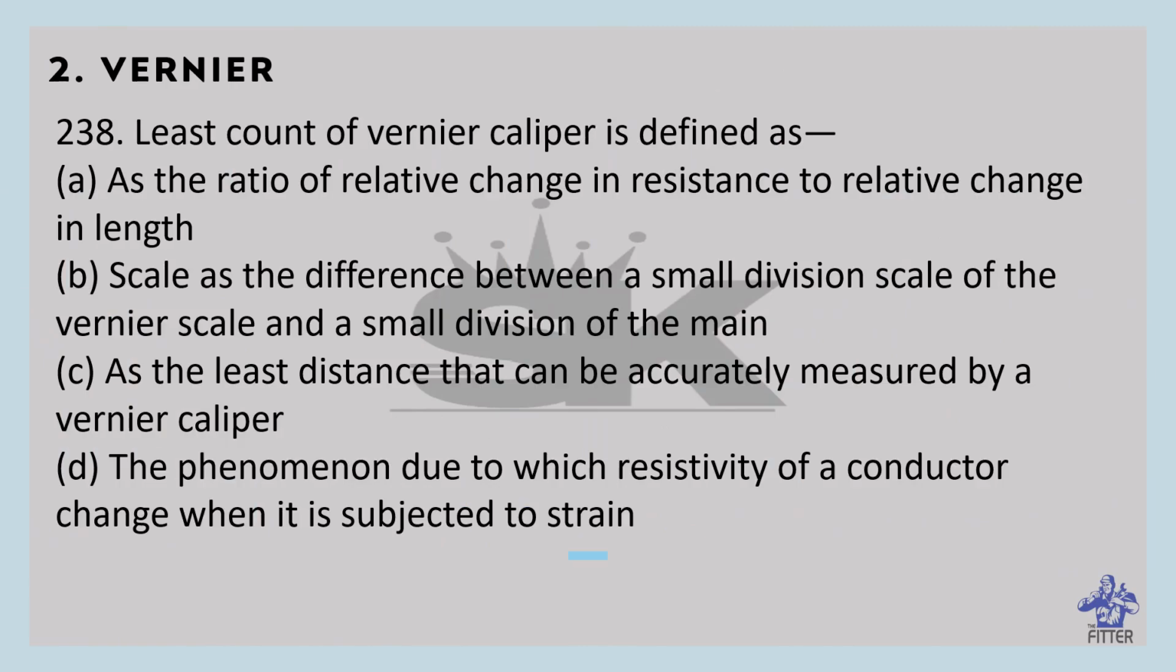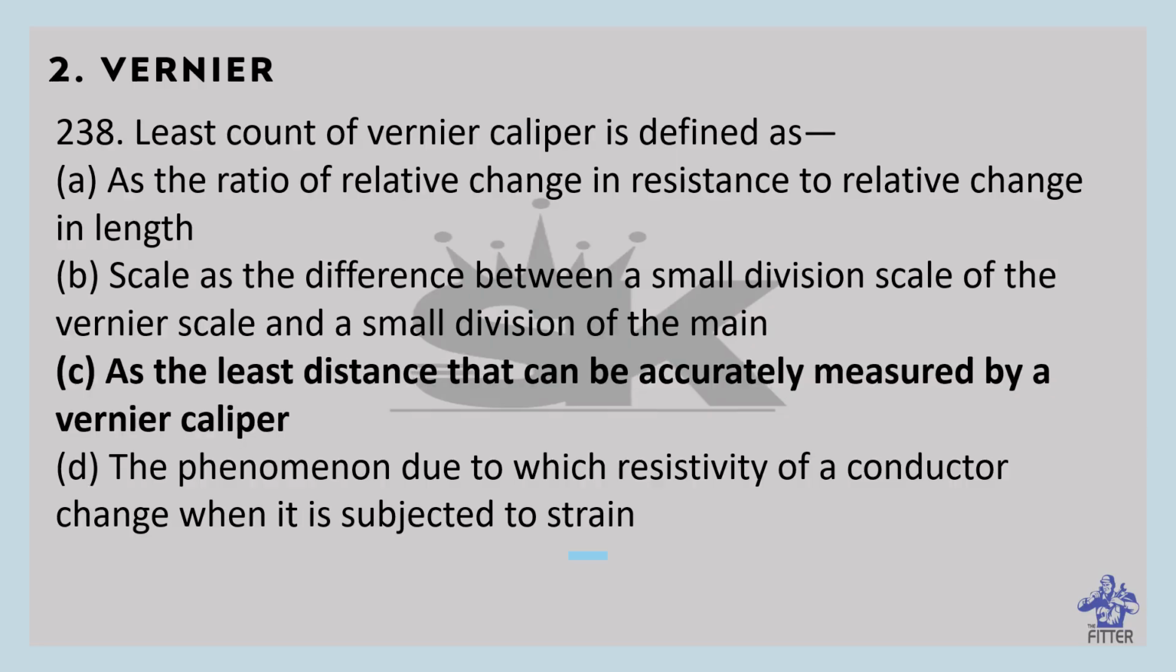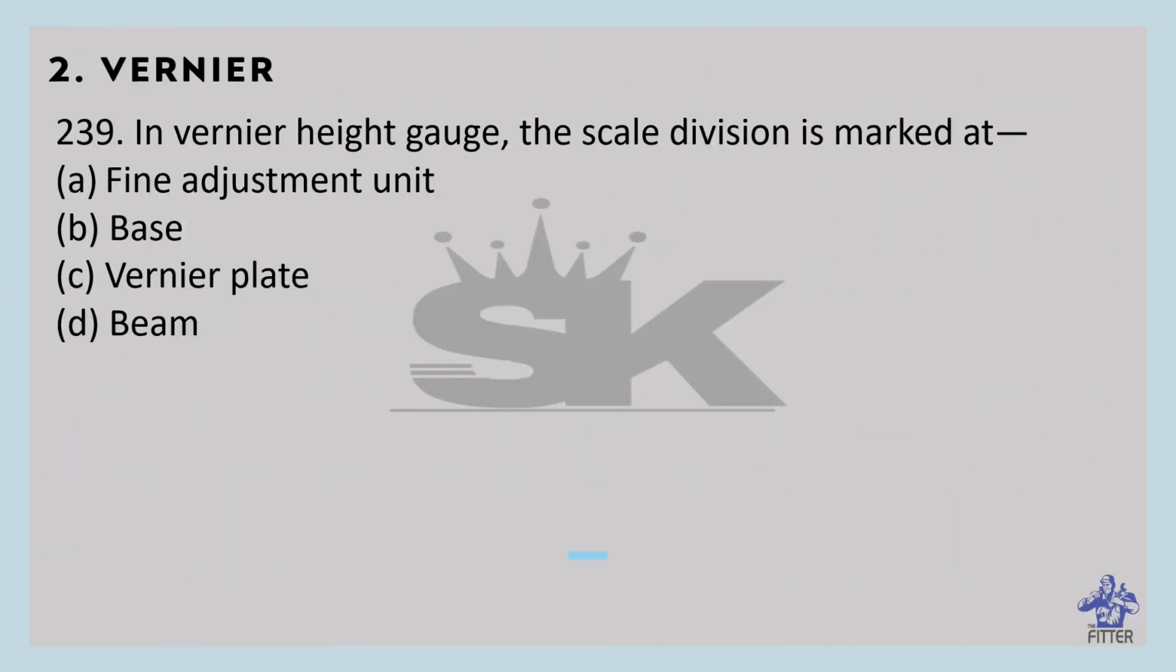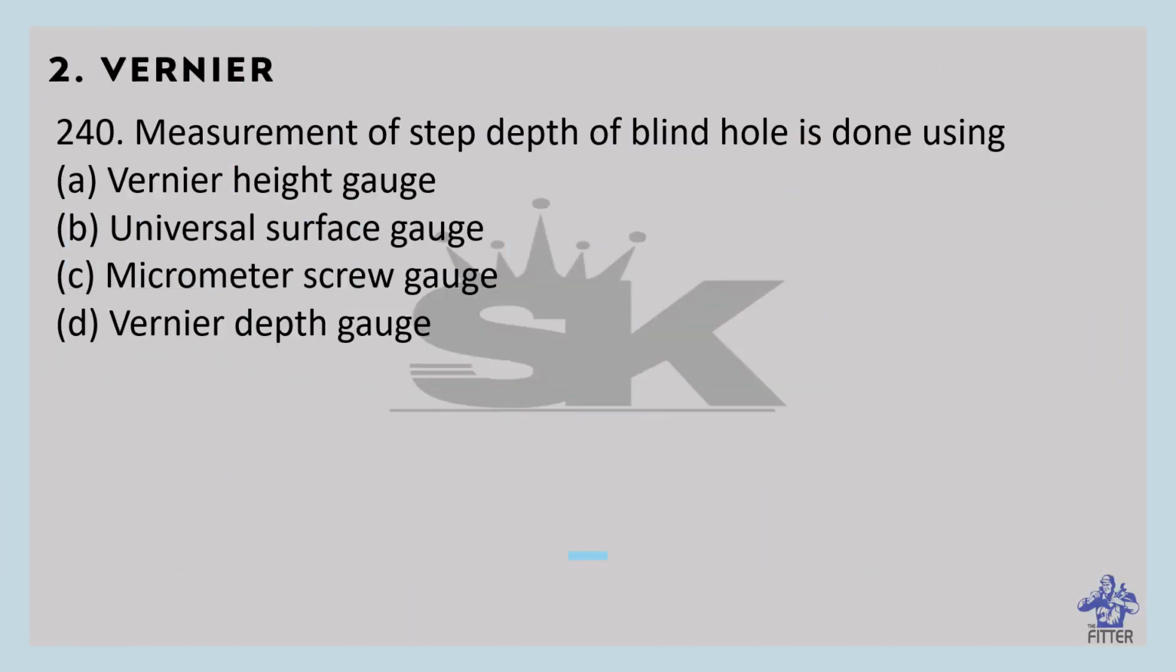Least count of a vernier caliper is defined as the least distance that can be accurately measured by a vernier caliper. Option C. Okay. In a vernier height gauge, the scale division is marked at B. Okay. Measurement of step depth of a blind hole is done using the vernier depth gauge, that is option D. Okay.